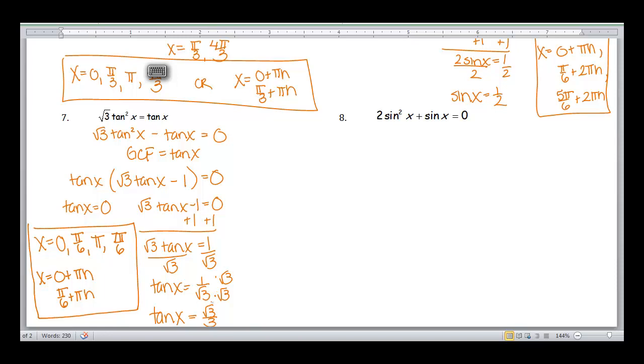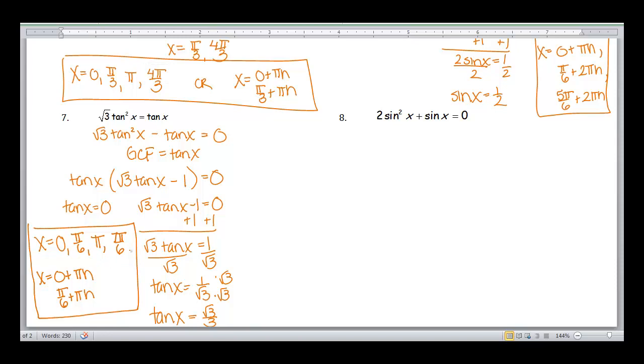Notice here, you did have to rationalize the denominator to be able to simplify. And so on my unit circle, tangent is a value of 0 at 0 and pi, and it's a value of positive root 3 over 3 at pi over 6 and 7 pi over 6.